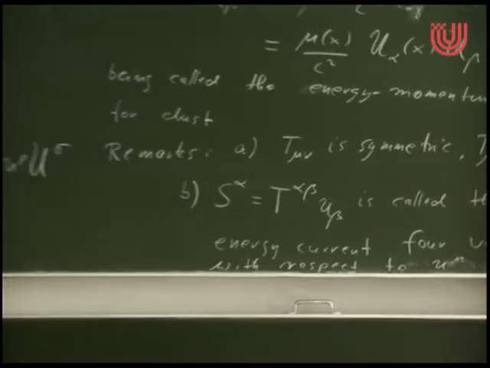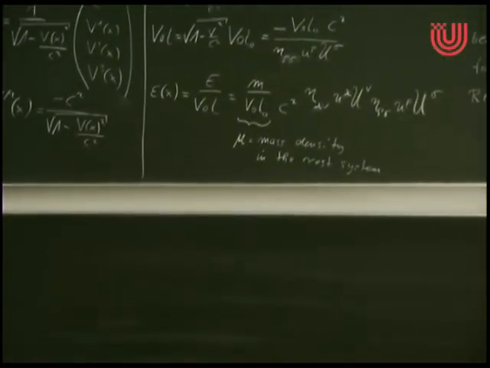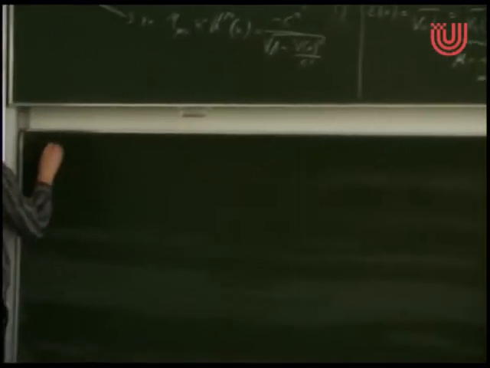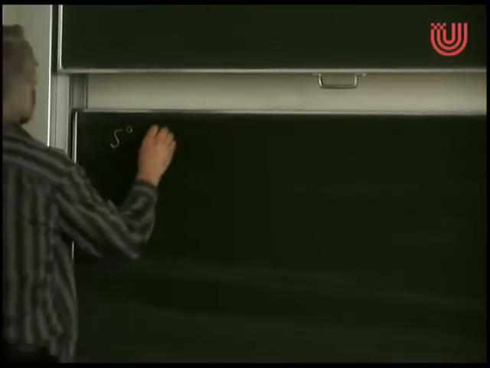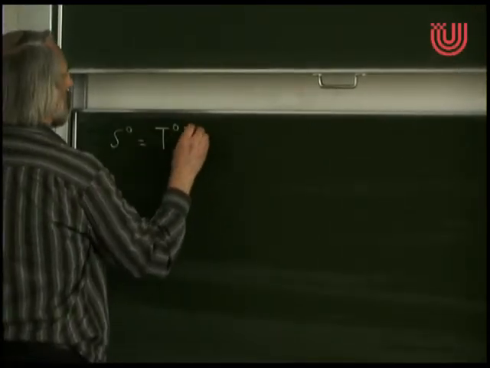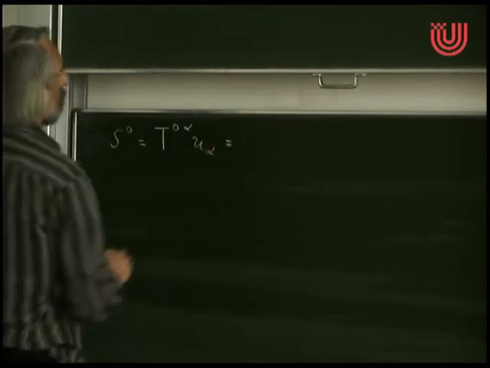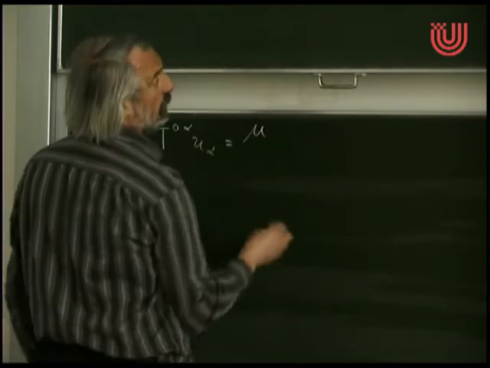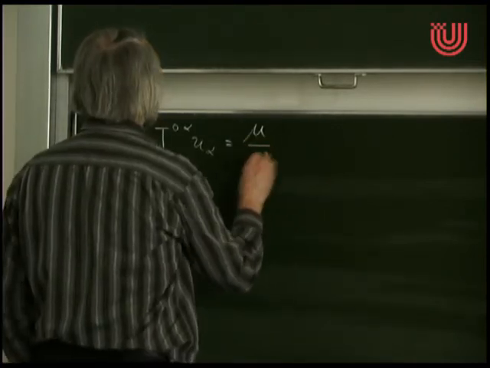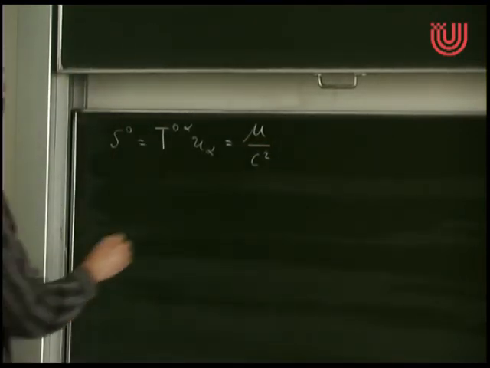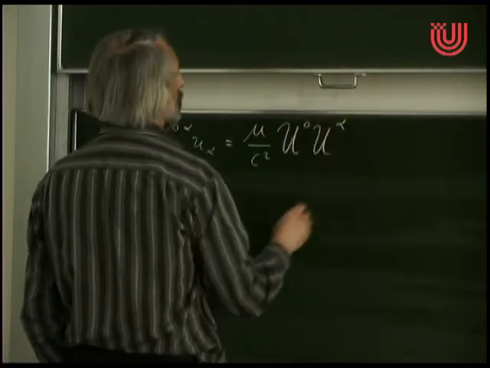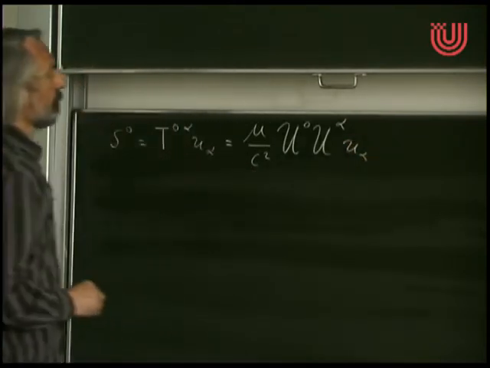Okay. Let me write, so the S has an index alpha, which takes value 0, 1, 2, 3. Let me write the temporal and the spatial component separately. So what is this? The S naught is T naught alpha U alpha, which is mu, here I have mu over C squared. And then I have the capital U naught U alpha times the little alpha.